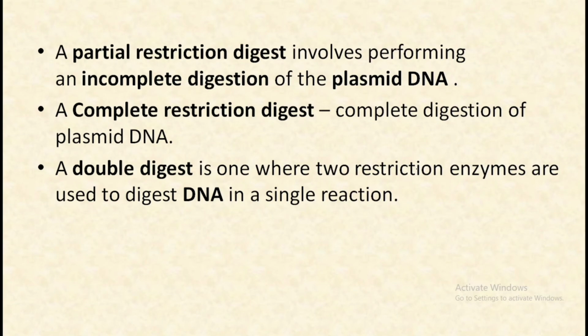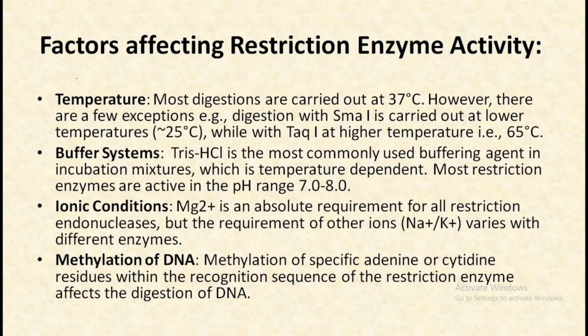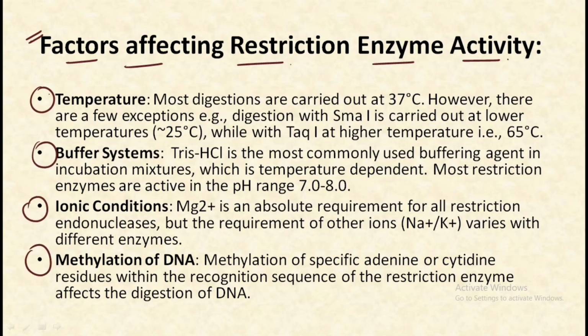Let's move forward and understand some more topics. The next one is the factors that affect the restriction enzyme activity. There are majorly 4 factors. The first one is the temperature, then the buffer system, third is the ionic condition, and the fourth one is the methylation of DNA. This has also been asked previously in part C, so you should have basic knowledge of the same.